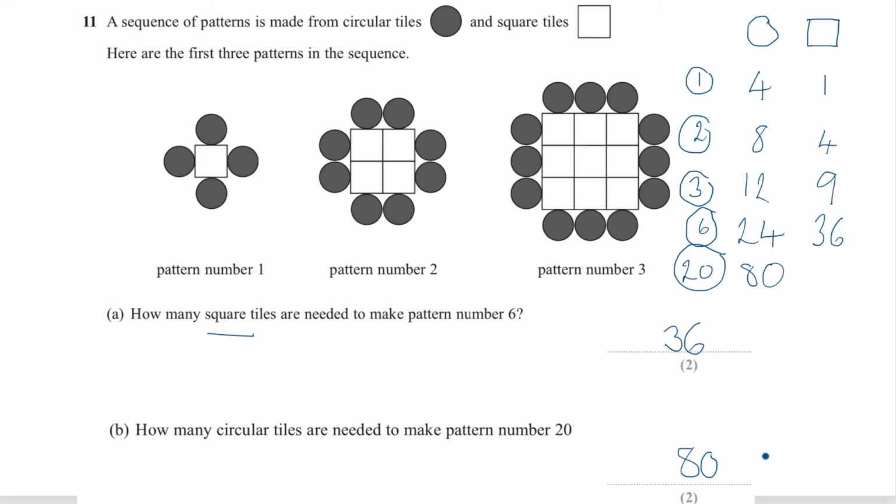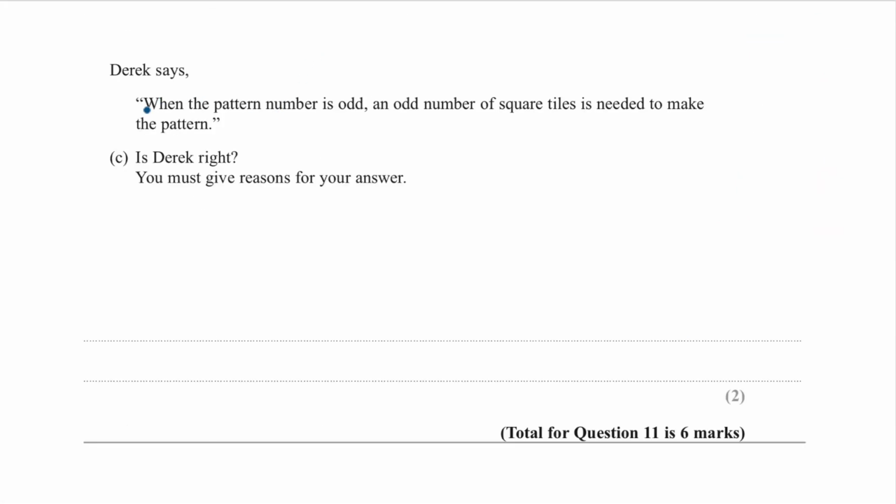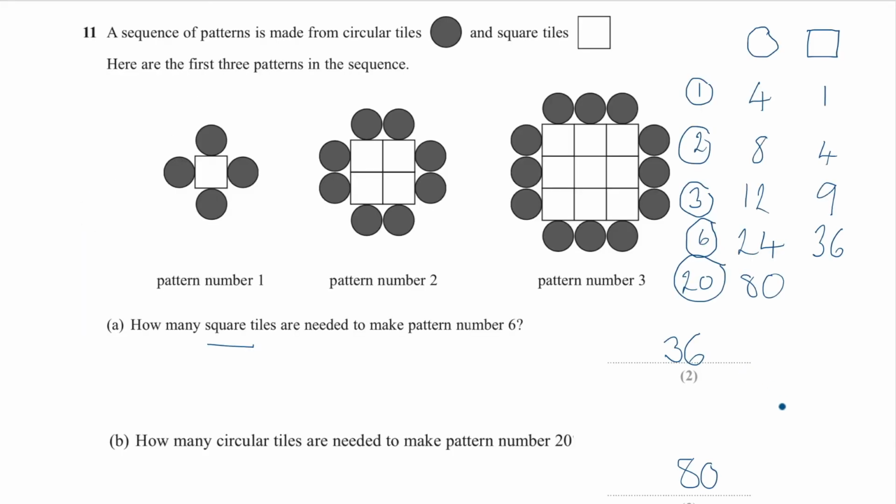80 circles. And Derek says, when the pattern number is odd, an odd number of square tiles is needed to make the pattern. Is Derek right? You must give reasons for your answer. Let's look back then. So Derek says, when the pattern number is odd, an odd number of square tiles is needed. Well, let's have a look. That's an odd number. That's odd. That's odd. That's odd. So it looks like he's right.